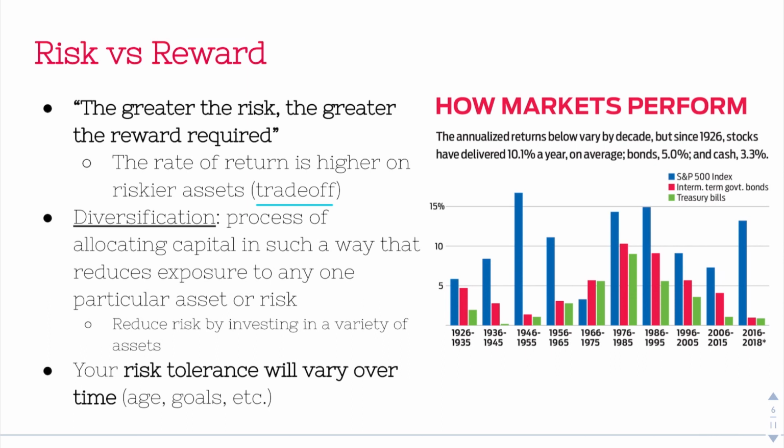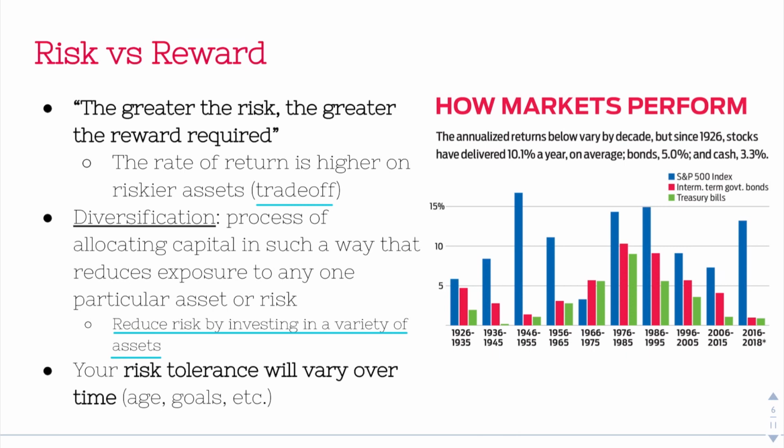How to deal with risk, we talk about diversification, which is a process of allocating capital in such a way that reduces exposure to any one particular asset or risk. So basically, the main idea is you reduce risk by investing in a variety of assets.